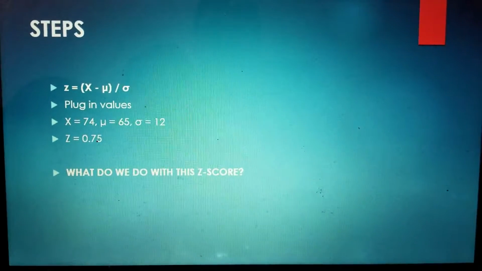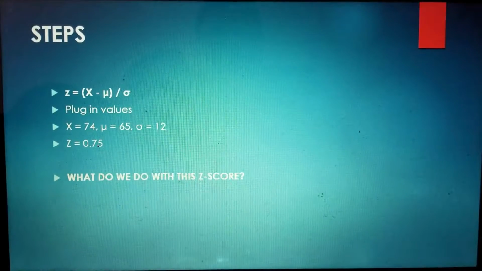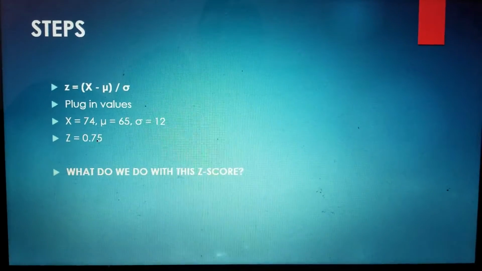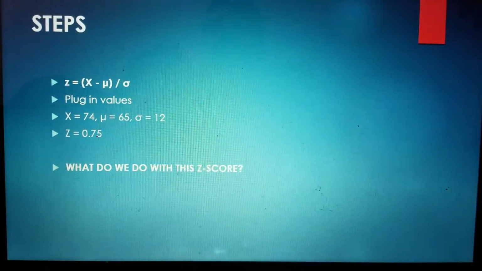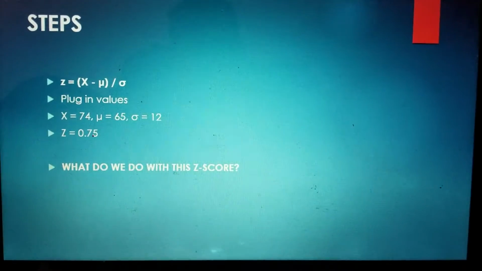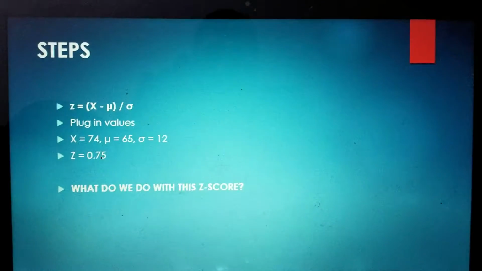So we would use Z-scores to determine this. First things first, we're going to go back to our formula for the Z-scores and we're going to plug in our values. X is 74, that is the mark that our student received. μ is the mean, which is 65, which was the class average. And the standard deviation we stated was 12 marks. This gives us a Z-score of 0.75. But what do we do with this Z-score? What does this 0.75 mean?